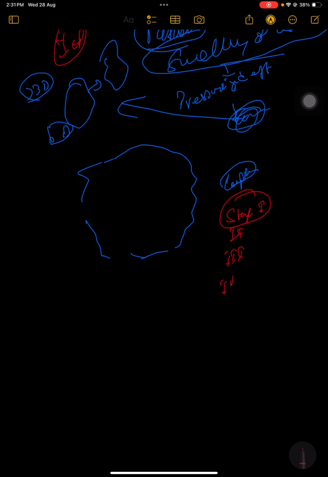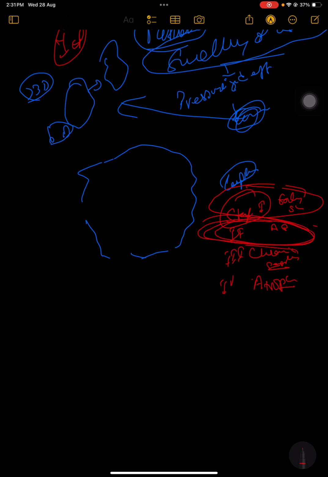Stage 1 is initial papilledema. It's just an early stage of papilledema. Then the second one is established papilledema, the third one is chronic papilledema, and the fourth one is atrophic papilledema.